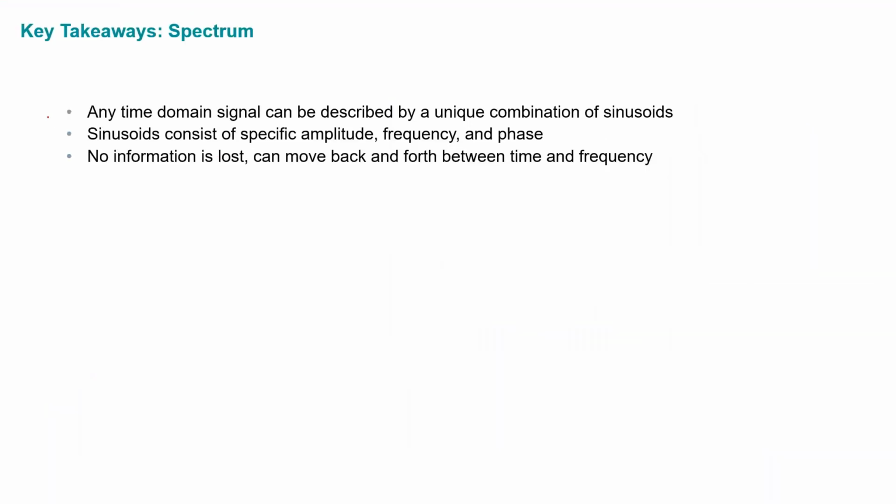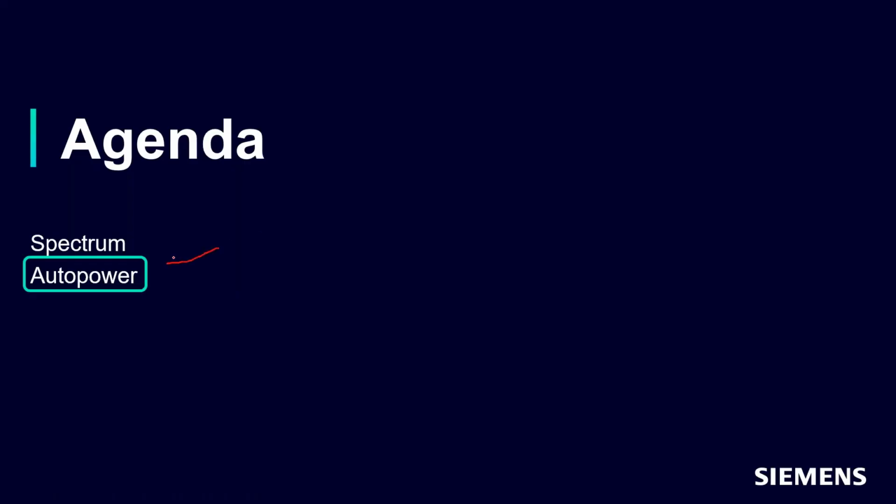Well, key takeaways: any time domain signal can be described with a unique set of sinusoids, and these sinusoids have a specific amplitude, frequency, and phase, and no information is lost. We can move back and forth. So now let's go to the next topic, this autopower.